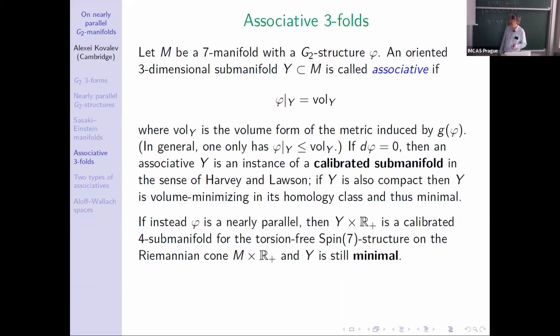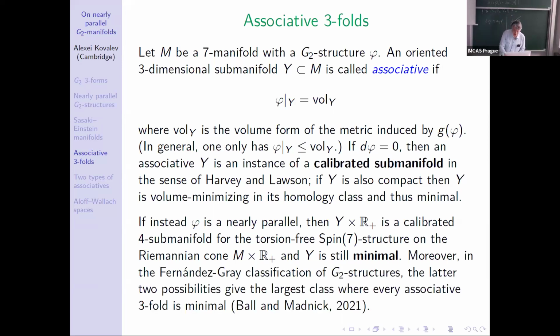Right, so what I'm saying is on nearly parallel G2 manifolds, associative submanifolds are not necessarily volume minimizing, but they're minimal. And of course, this is a bit easier than constructing general minimal submanifolds, which involves solving a second-order nonlinear partial differential equation, the vanishing of mean curvature. So that's another good reason to be interested in nearly parallel G2 spaces.